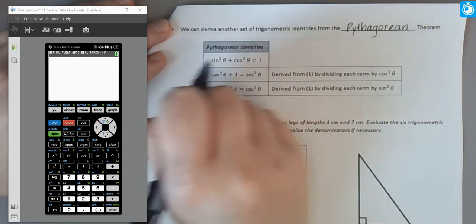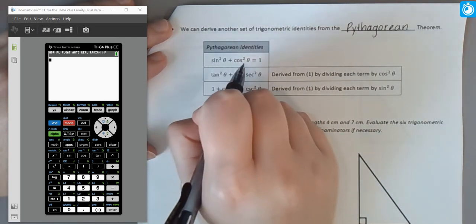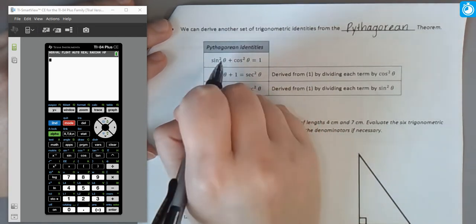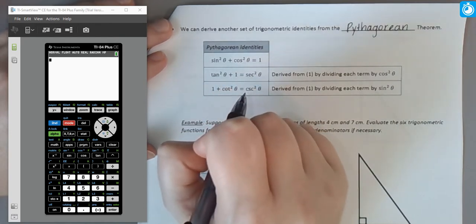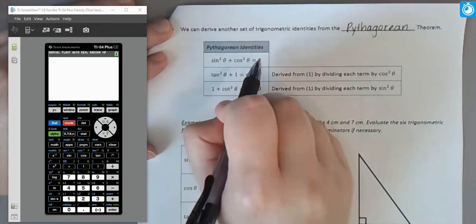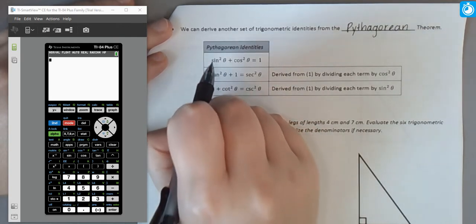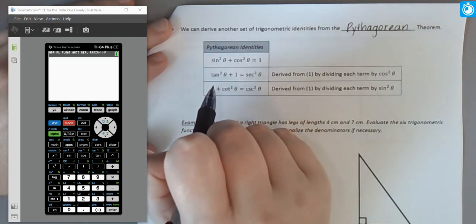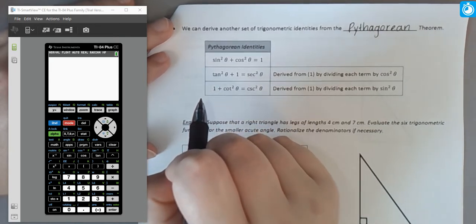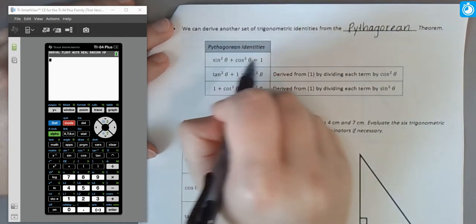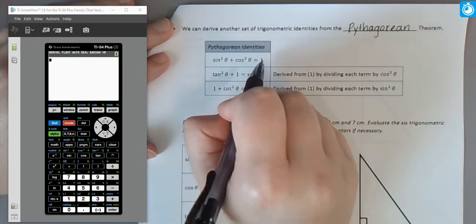So the fundamental Pythagorean identity is sine squared plus cosine squared of the same angle is equal to 1. And believe it or not, this is really just another way of expressing the Pythagorean theorem, just using these trigonometric ratios rather than using specific side lengths. So how could we verify that this is true?